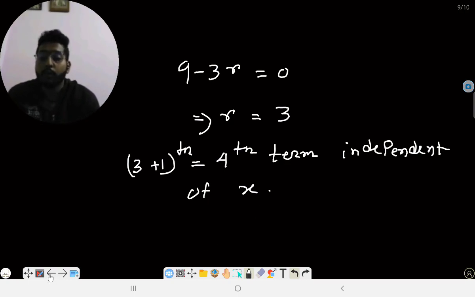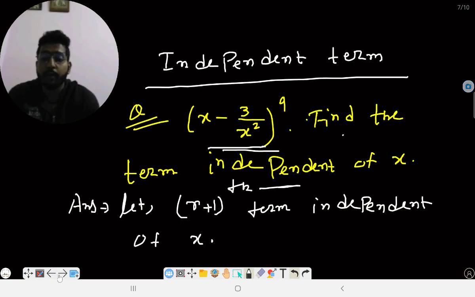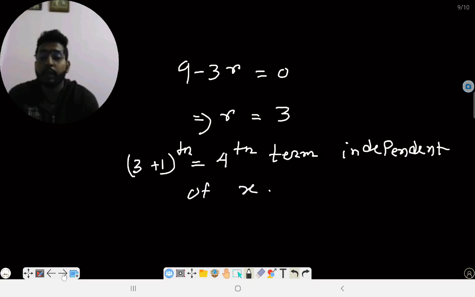Now what will be the 4th term? In the question it is given to find the term, that means you have to find the 4th term here. So what will be the 4th term? The 4th term can be written as 3 plus 1. So again the same formula, nCr.